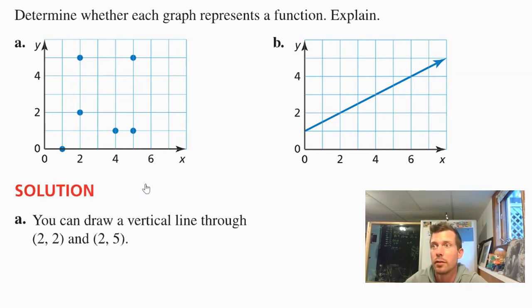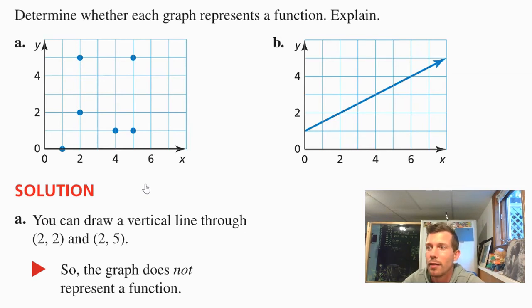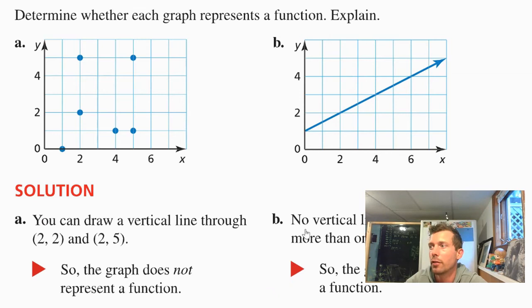So let's see what they say. You can draw a vertical line through (2, 2) and (2, 5). Yep, we talked about that. So the graph does not represent a function. You should be okay with that one. Looking at B, I want to see if I can draw straight lines all throughout this thing, and I could. I would only hit at one location. So this one would pass the vertical line test because no vertical line can be drawn that hits more than once. So the graph represents a function.